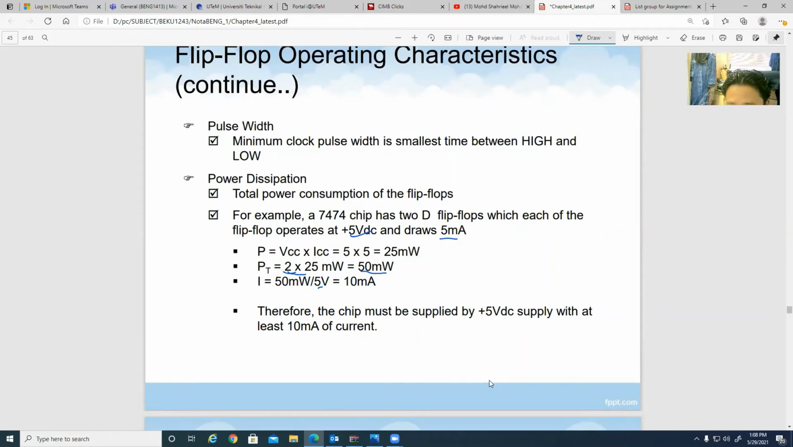Okay, that's why the chip must be supplied by a 5 volt DC positive supply with at least 10 milliampere of current.